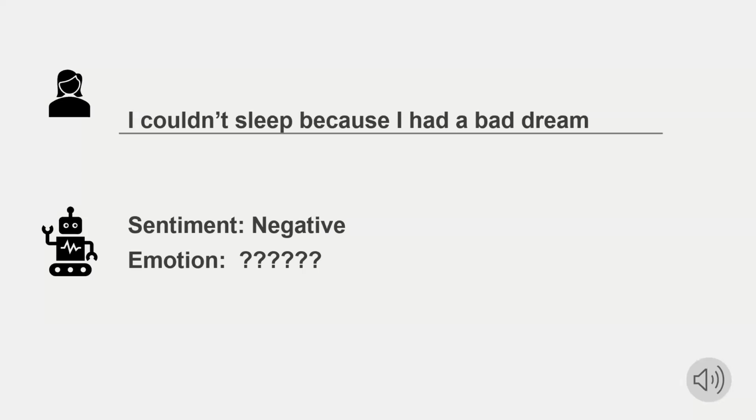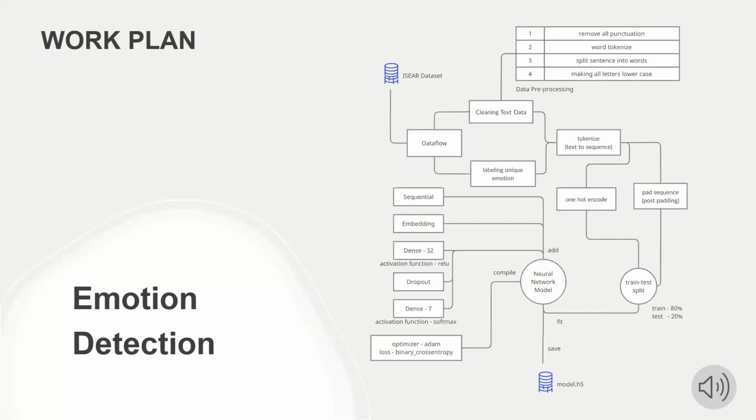Emotions are very subtle and ambiguous in text, which makes them really difficult to detect. That's why we have used neural network models to train it. We have used bidirectional LSTM and GRU to train our ISEAR dataset, which is the International Survey of Emotion Antecedent and Reaction dataset. In our dataset, we have 7 categories of emotion, which are sad, joy, disgust, guilt, anger, and shame.